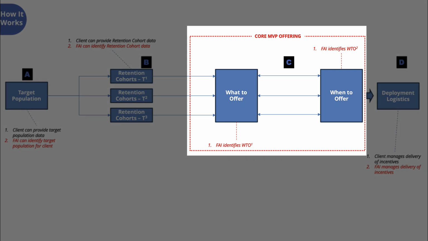Component C represents FAI's core offering. In order to increase the probability of the client's retention target staying, FAI's system delivers intelligence on what to offer and when to offer it.